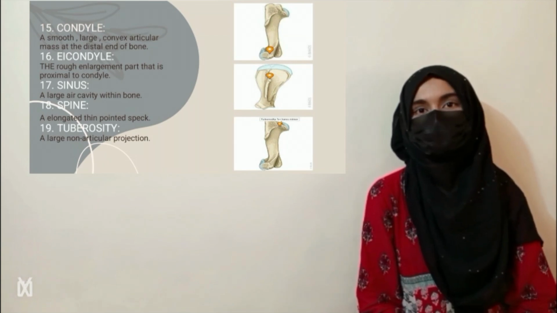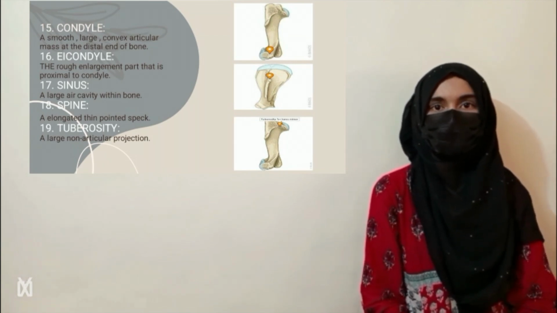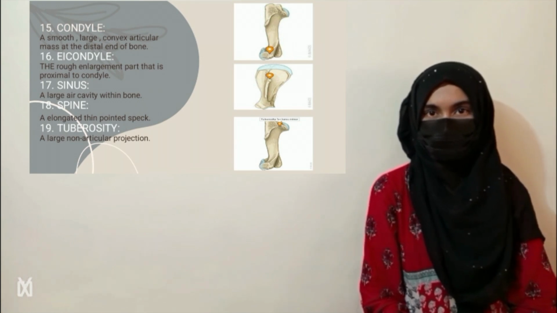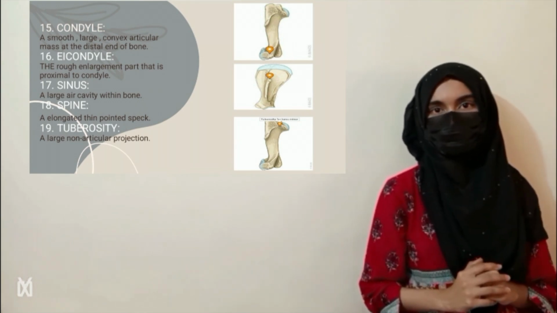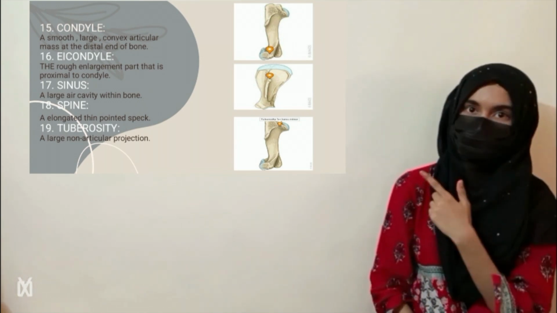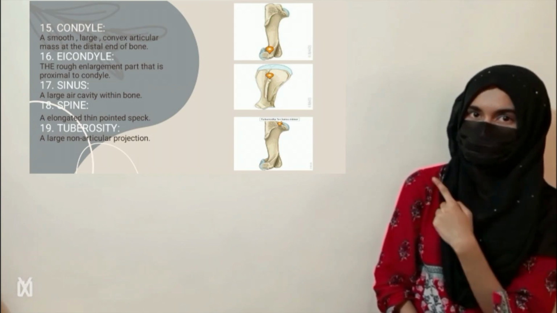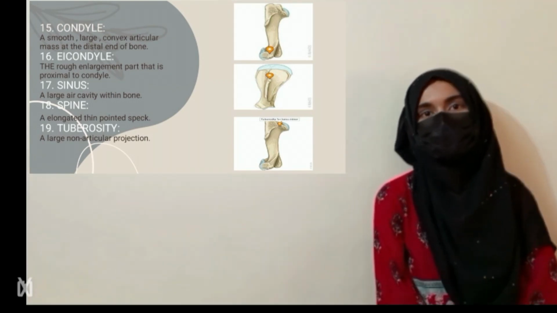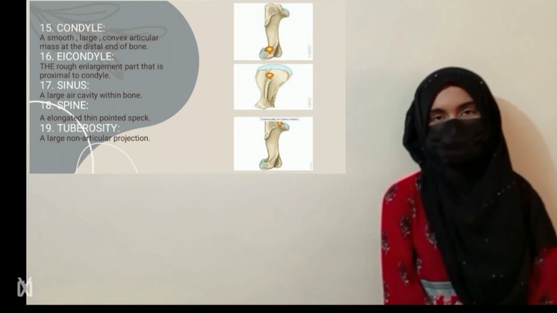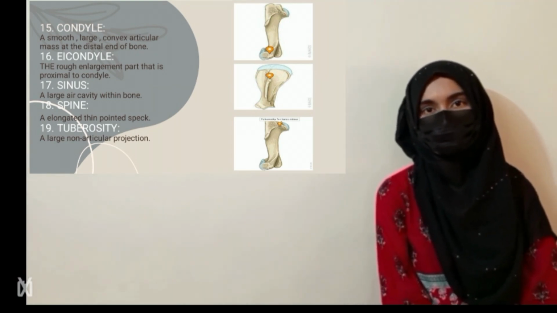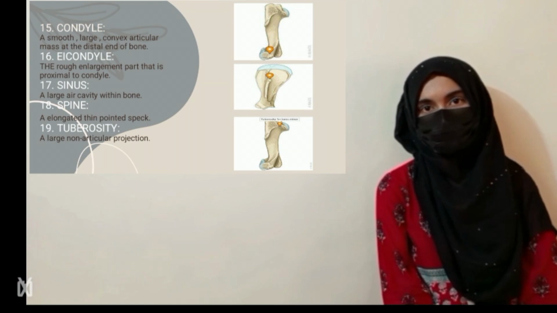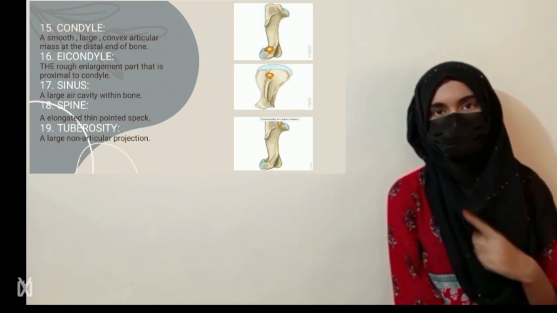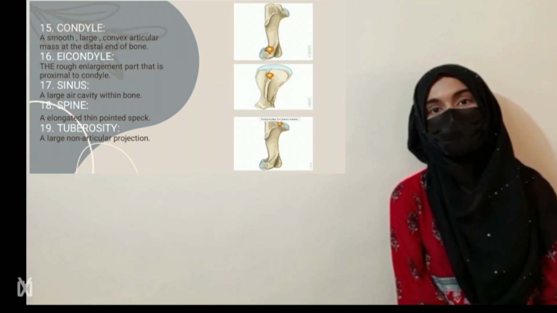The 15th example is condyle, a smooth, large, convex articular mass on the distal end of a bone. The first image shows the condyles of the humerus. The 16th example is epicondyle, the rough enlarged part that is proximal to the condyles. The first image in the PPT shows epicondyles along with condyles of the humerus.